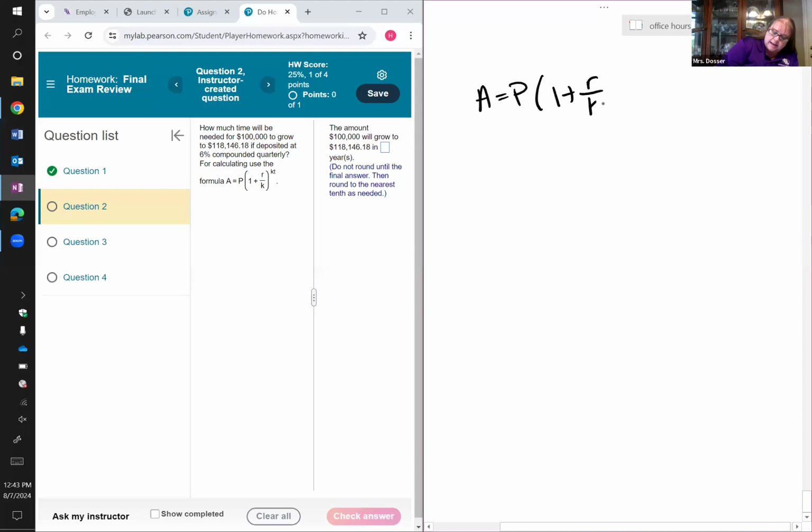And so we know that A is the ending value. In this case, they tell us we want it to grow to $118,146.18, so that's our A. We know that P is the principal, the beginning amount, and we deposited $100,000 for it to grow. So the 100,000 is the beginning amount, the P.